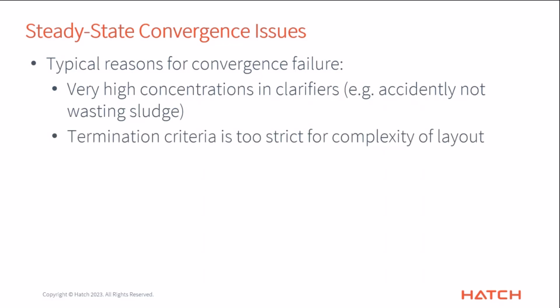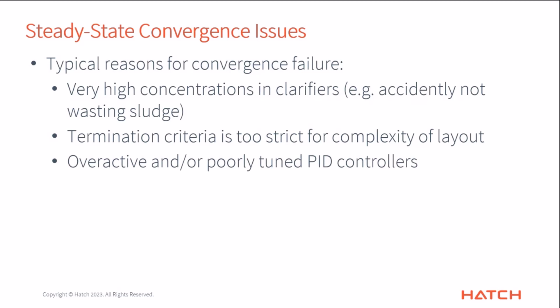You may find that the termination criteria is a little bit strict for the complexity of your layout. If you have a lot of objects on the drawing board, or if you're using a lot of biofilm objects, the biofilm objects have 6 times as many derivatives as a regular tank, because we're also solving for all the concentrations in all the layers of the biofilm. You might find that you have struggles with converging to steady state if you have overactive or poorly tuned PID controllers, particularly ones that are bouncing around a lot. That means the solver from one guess to the next is finding that things are changing and it's bouncing around a lot because the controllers are bouncing back and forth.